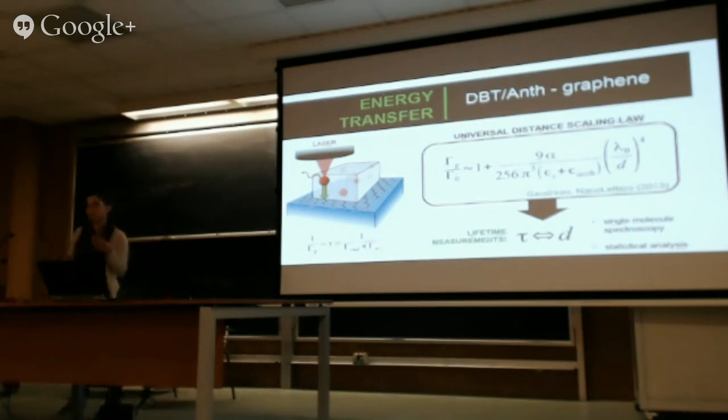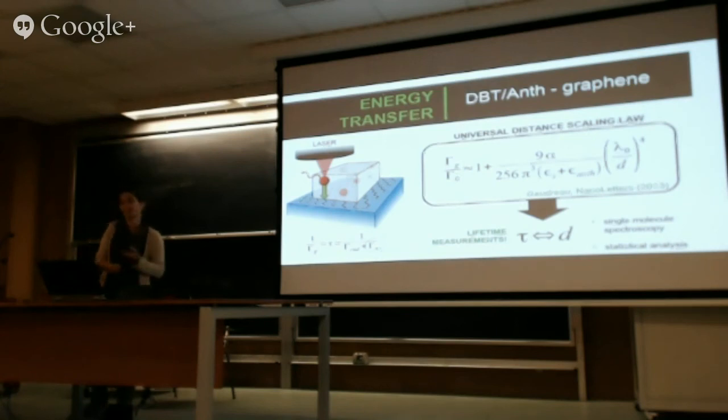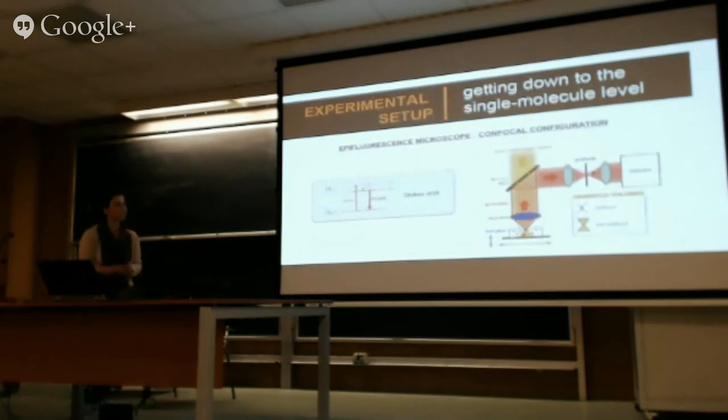So the best way would be to have one molecule and change its distance from graphene continuously. Of course, our system doesn't allow this, and so we did a statistical analysis, acquiring lifetime measurements on several molecules. And of course, what we needed to do was single molecule spectroscopy, so measuring each molecule at a time.